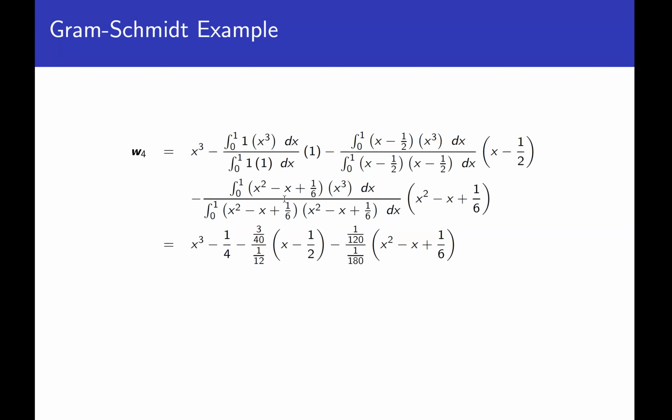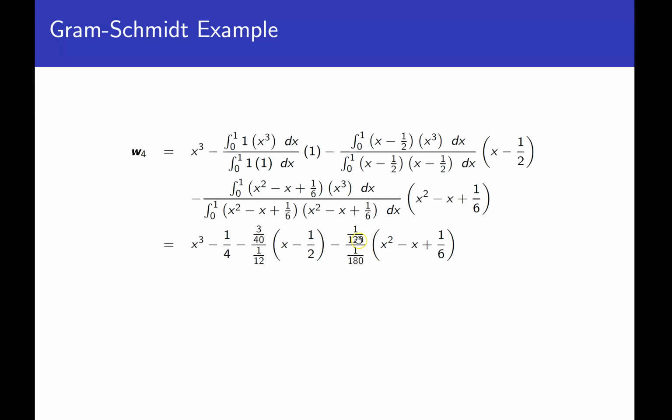Computations for the integrals, I'll leave those for you to check. That one's clearly a fourth. That one's not hard to take. And then we've got 3/40 over a 12th. We already said that this one was a 12th. And again, remember, that's the magnitude of x minus a half squared.